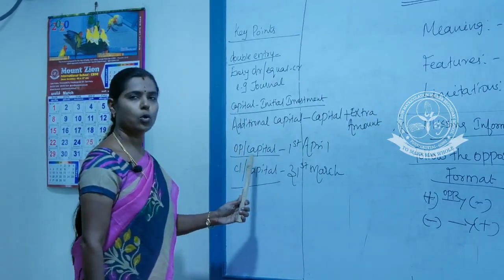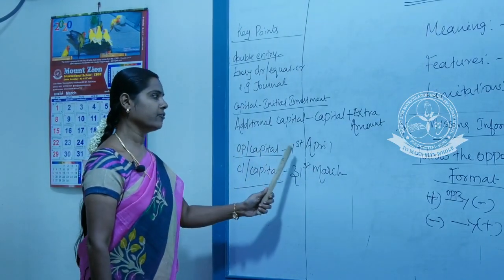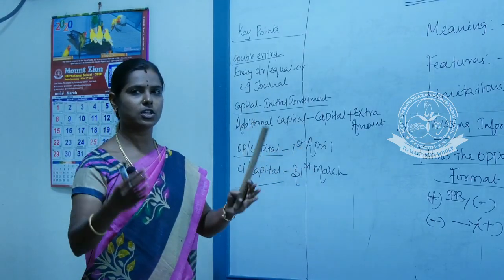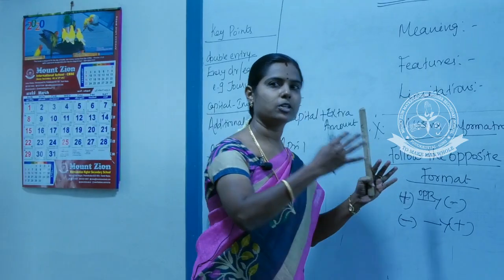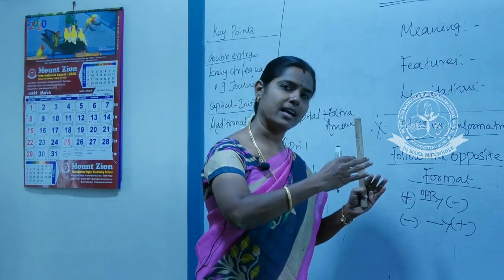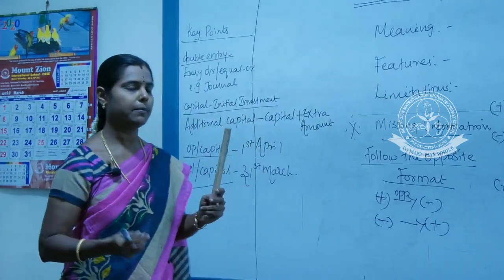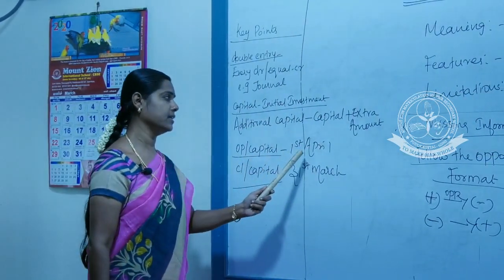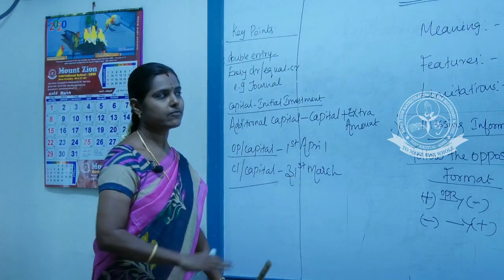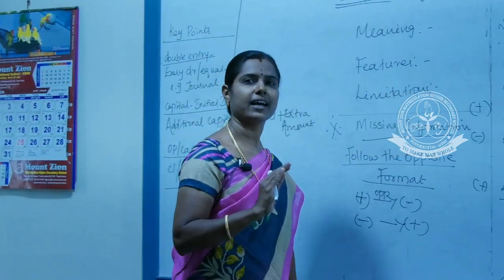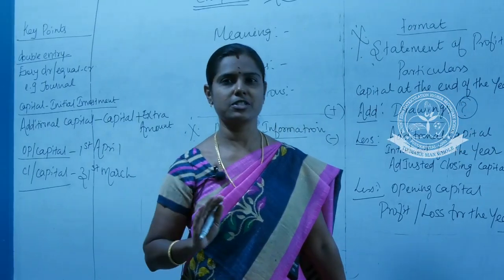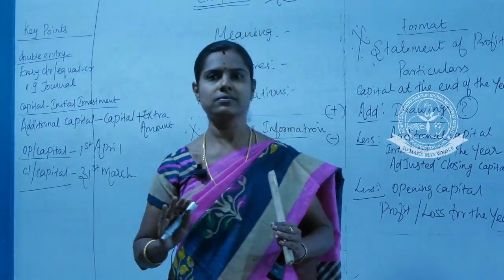Next, what is opening capital? Opening capital refers to 1st April. We mention 1st April because the financial year runs from 1st April to 31st March. If it is a calendar year, it is 1st January to 31st December. In this, opening capital is on 1st April and closing capital is on 31st March. From this, we have learned how to calculate the statement of profit or loss during the year of the business.